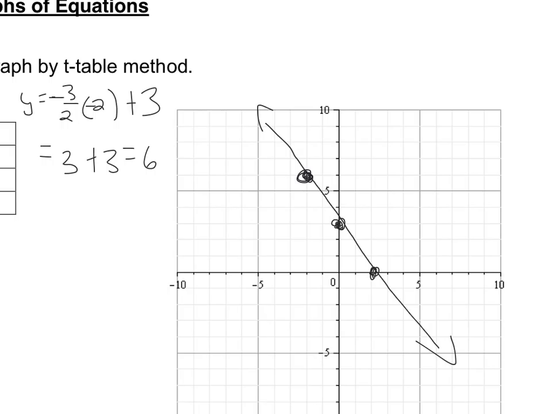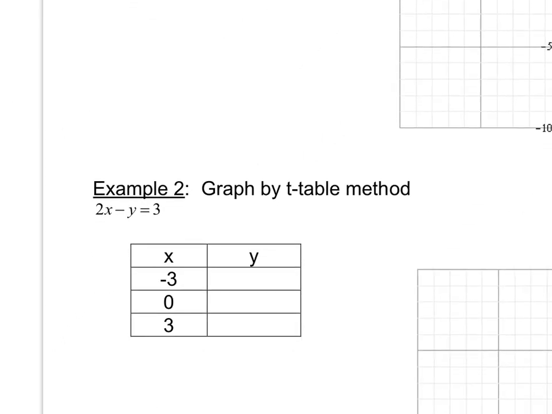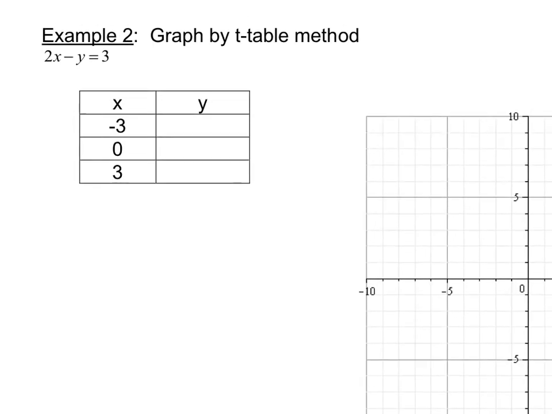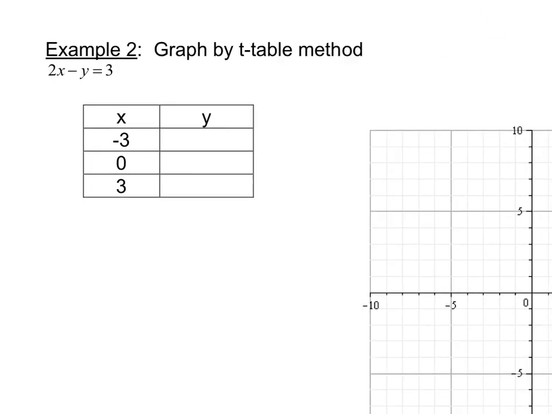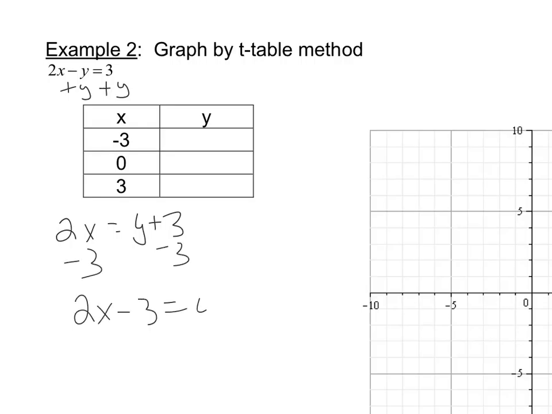Okay. So let's take a look at another one. Now here they went -3, 0, 3, and you can just plug them in if you want. I would solve for y, so I'd add the y over, and you get 2x equals y plus 3, and then subtract the 3. So you get 2x minus 3 equals y. Now plug in the x, so you'd have 2 times -3 minus 3 equals -6 minus 3, -9. 0, you get -3, and 3, you get 3.